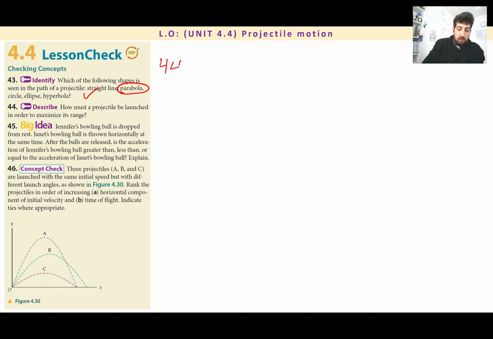44. How must a projectile be launched in order to maximize its range? Launch it at 45 degrees.